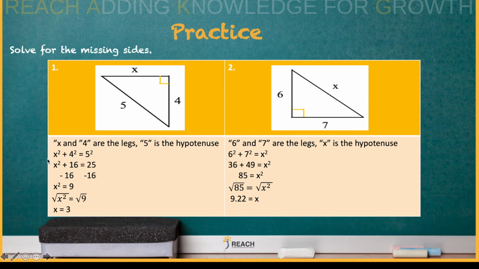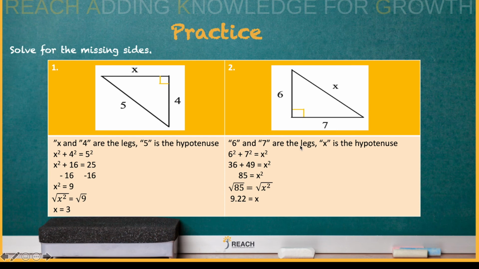Go ahead and plug in your leg and your hypotenuse to get x squared plus 4 squared equals 5 squared. Square those numbers. Subtract 16 on both sides, we get x squared equals 9, and take the square root.